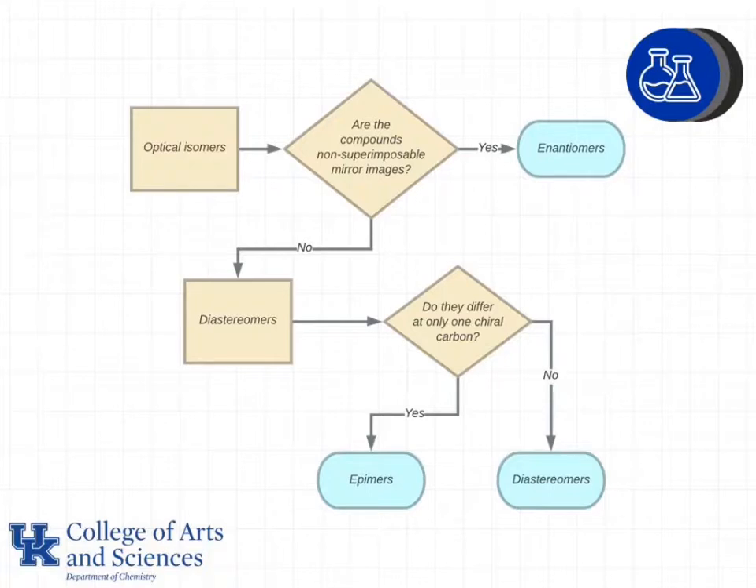The last group of isomers on our flowchart are called optical isomers, and this is because of the way they behave in light. The first thing we have to ask is, are the compounds non-superimposable mirror images? When we have a compound with a chiral carbon, it will have a non-superimposable mirror image. We can have multiple chiral carbons, and when they are all mirror images, these are known as enantiomers. So enantiomers exist in pairs, and they are two molecules that are non-superimposable mirror images.